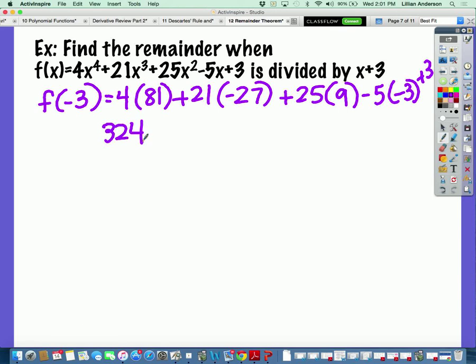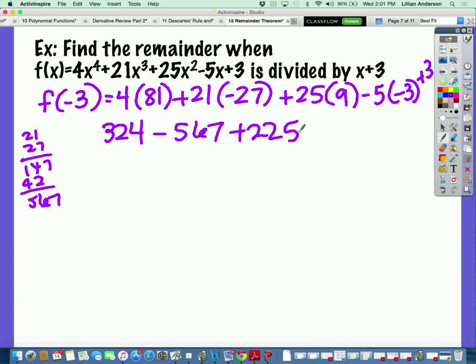This one's probably one that you might have had to do the long way. You know, bust it out old school. 21 times 27. 25 times 9. Think of it like money. You have 9 quarters. How much money do you have? $2.25. So this is 225. Negative 5 times negative 3 is a positive 15. And then you have a plus 3 at the end.